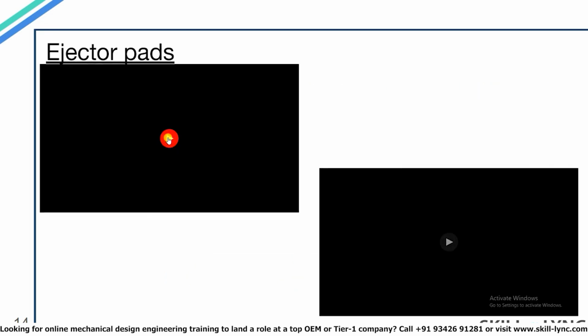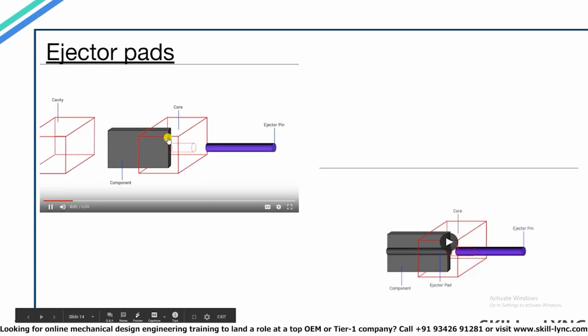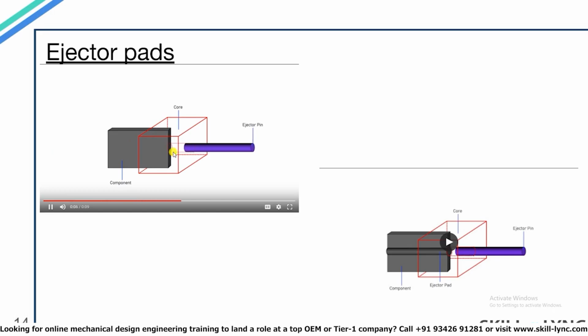So here in the first video, you can see that we have a component with a low thickness value. Let's assume it to be 1.4 mm. And the size of the ejector pin is 3 mm. So this case is similar to what we saw in the previous slide, and the ejector pin will not be able to eject the part out.